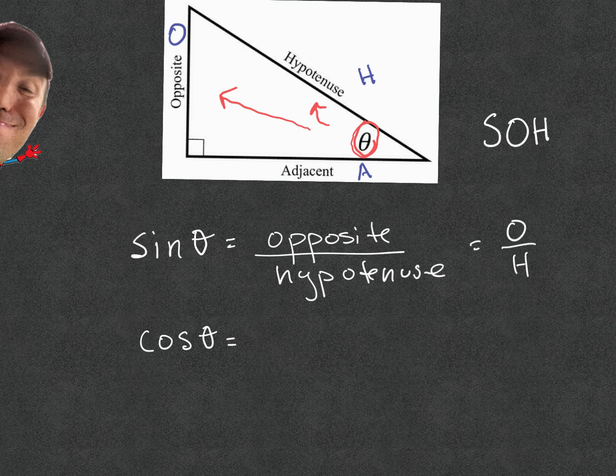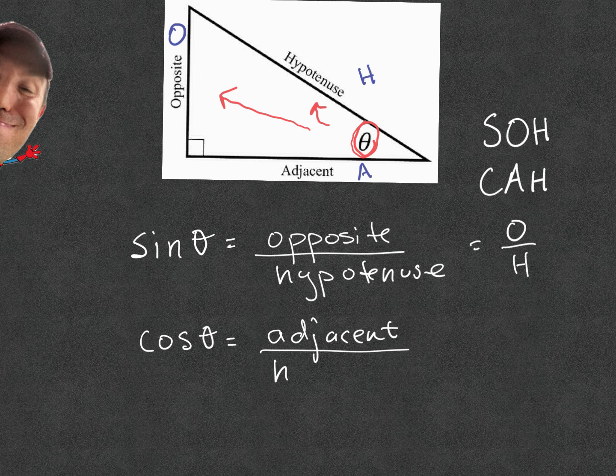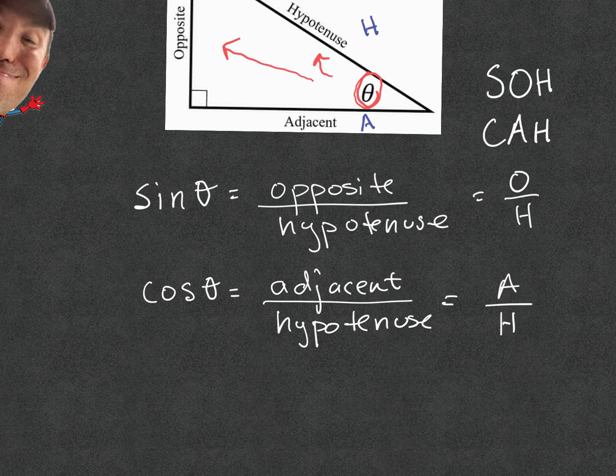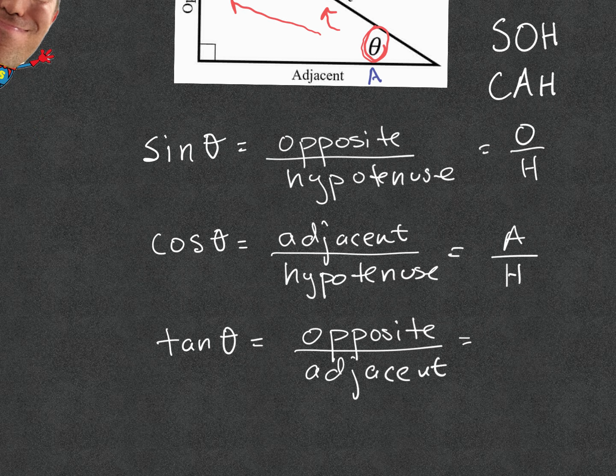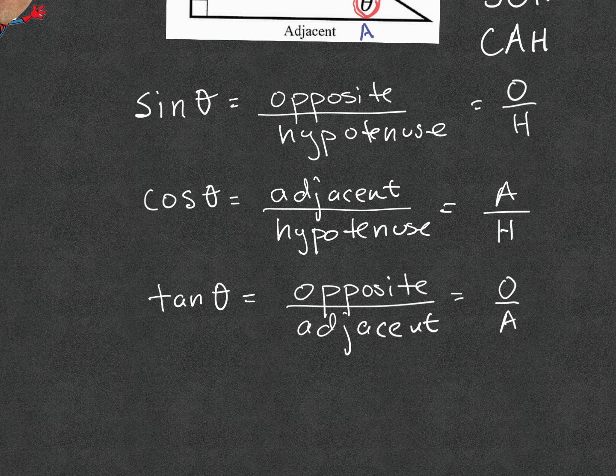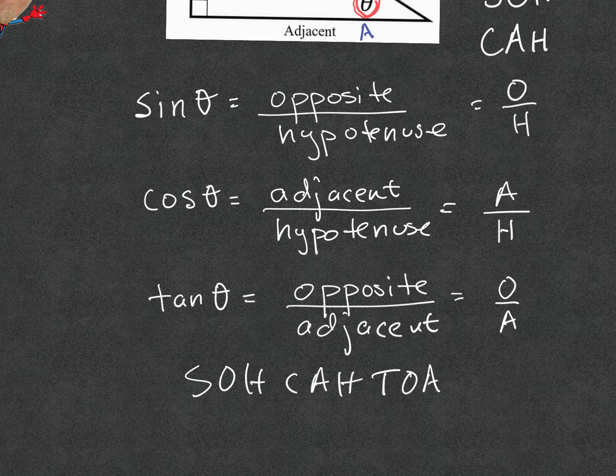Now, what is cosine of the angle? The cosine of the angle is CAH. What does that mean? That means adjacent over the same side, the hypotenuse. That's how we get A over H. And tangent of the angle is equal to opposite over adjacent, O over A. SOH CAH TOA, that's where it comes from. Again, SOH CAH TOA.